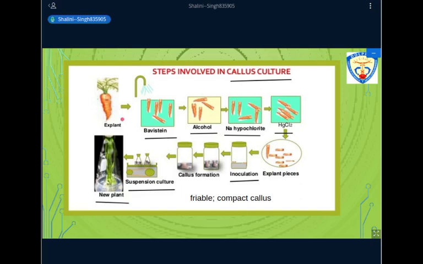So that is callus culture. Explant, sterilization of the explant, inoculation, and then after incubation, you will have callus formation. The callus can be used to make cell suspension culture or to make a new plant. Okay.